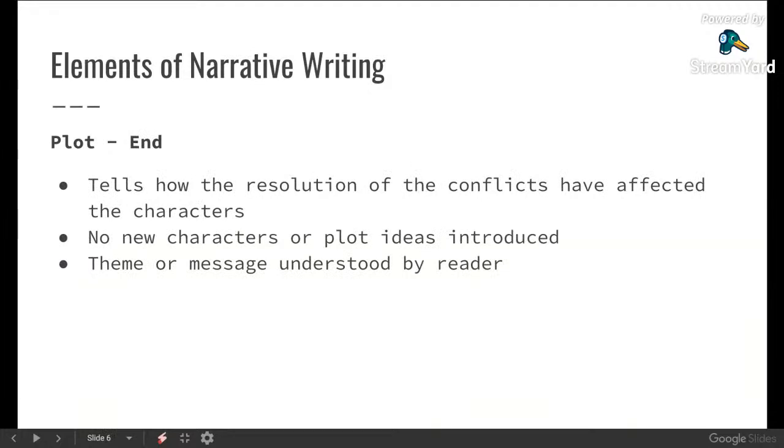Then you have the end. This tells how the resolution of the conflicts have affected the characters. No new characters or plot ideas are introduced, and the theme or the message is understood by the reader.